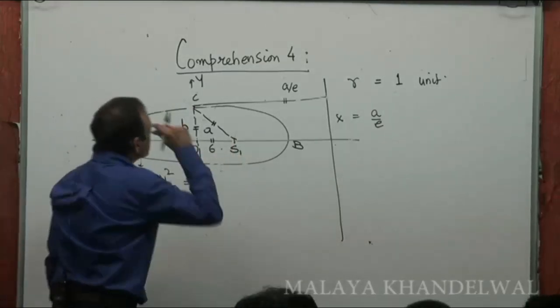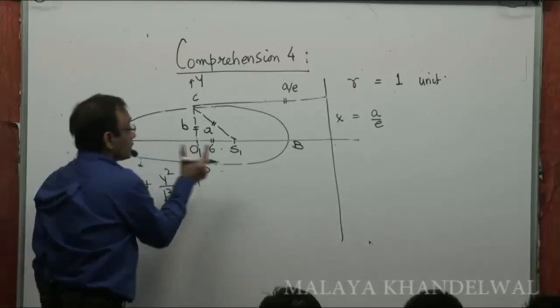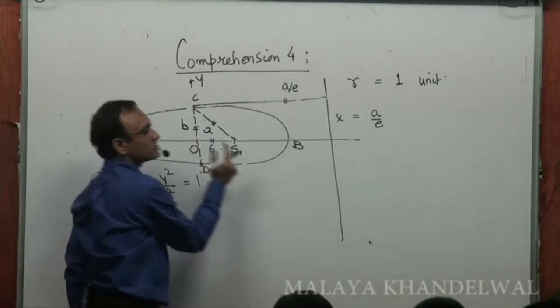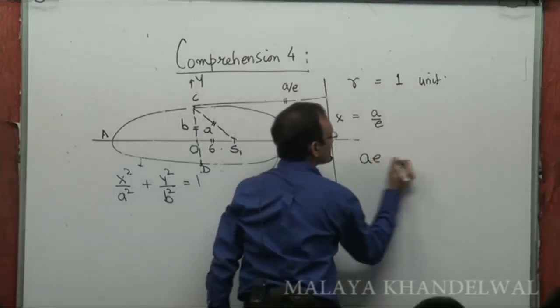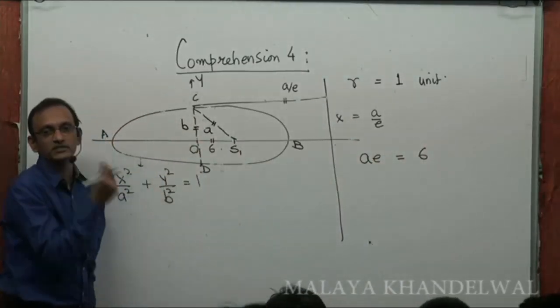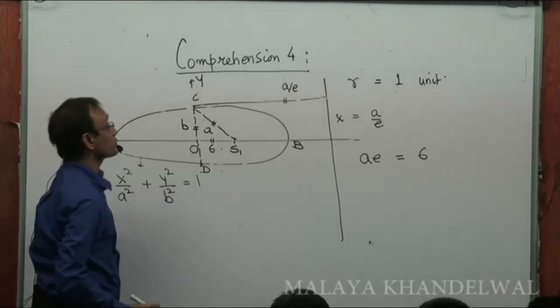Okay. Now, this 6 must be AE. 6 must be AE. Yes or no? AE must be 6. The distance between the center and the focus is the semi-major axis times the eccentricity of the ellipse.